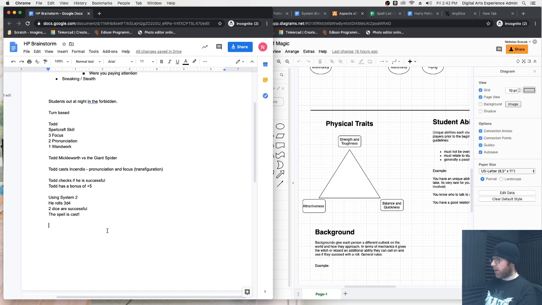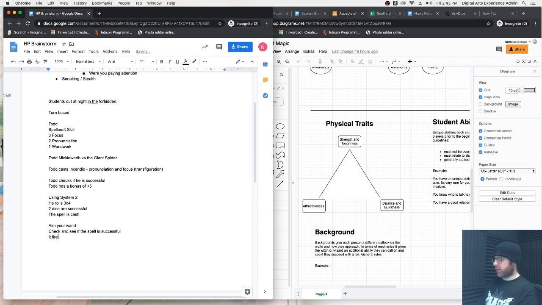So the spell is cast, so I guess in this system then you check and see if the spell is successful. Well, I guess you would aim first, technically. Aim your wand. Right. Check and see if the spell is successful.